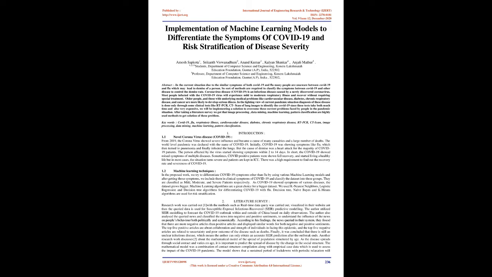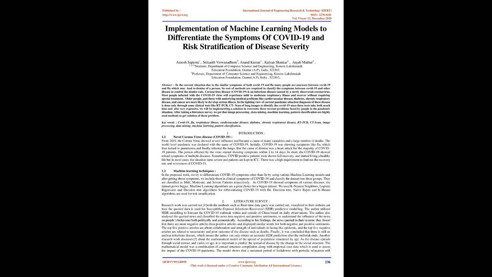From 2019, the coronavirus showed severe influence and became a cause of many casualties and a large number of deaths. The world-level pandemic was declared with the name of COVID-19. Initially, COVID-19 was showing symptoms like flu, which then turned to pneumonia and finally infected the lungs. But the cause of demise was a heart attack for the majority of COVID-19 patients. The person affected by the virus started showing symptoms within 2 to 14 days. In short, COVID-19 showed mixed symptoms of multiple diseases.